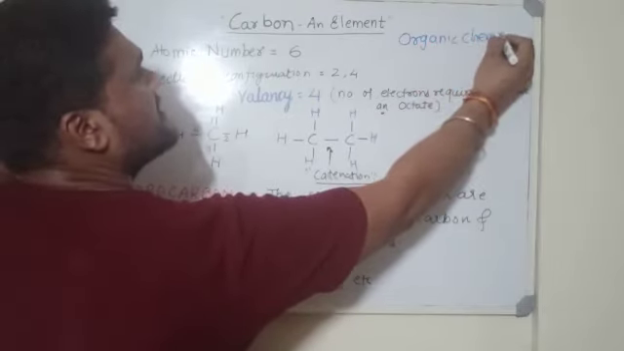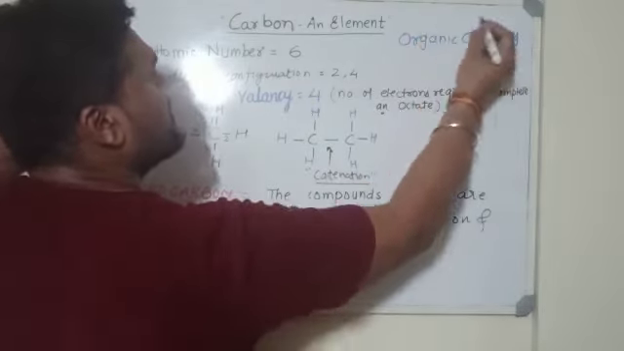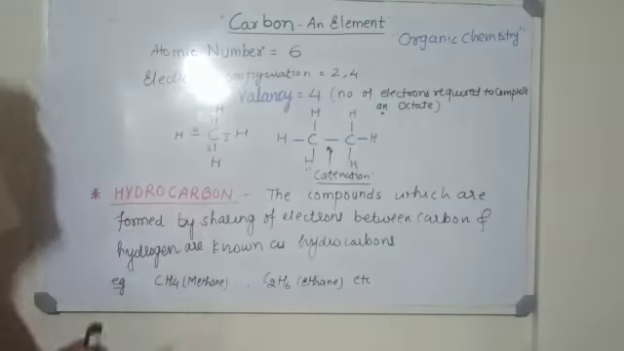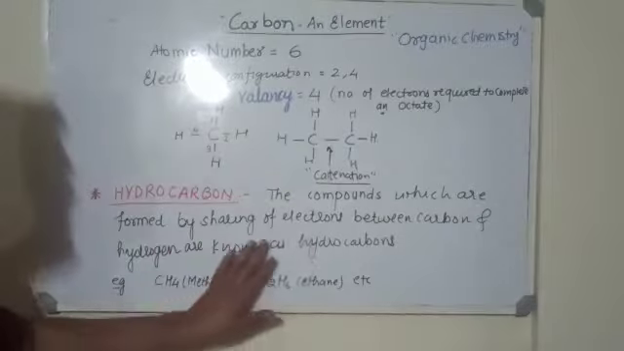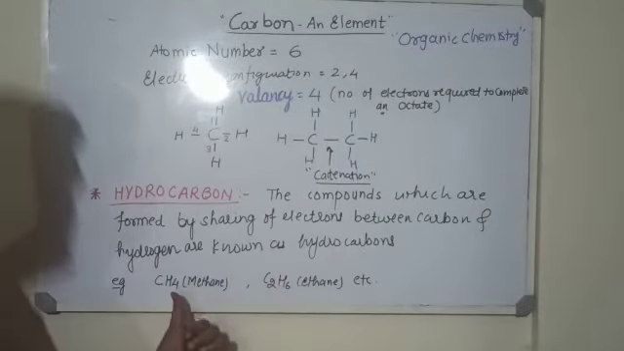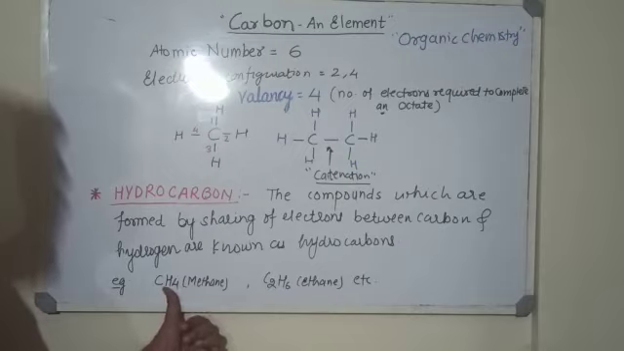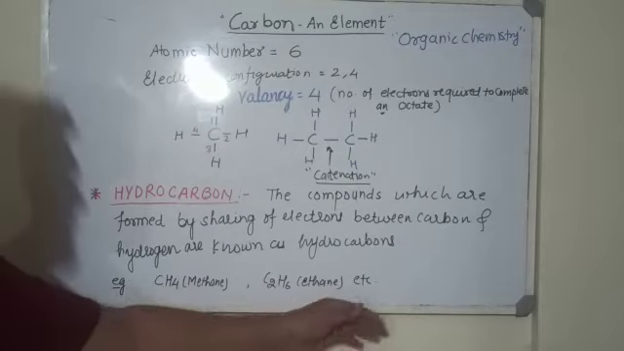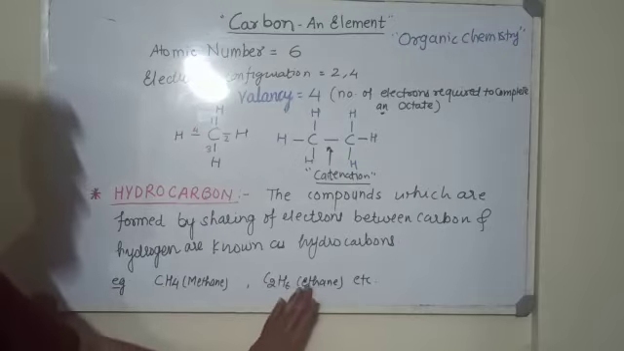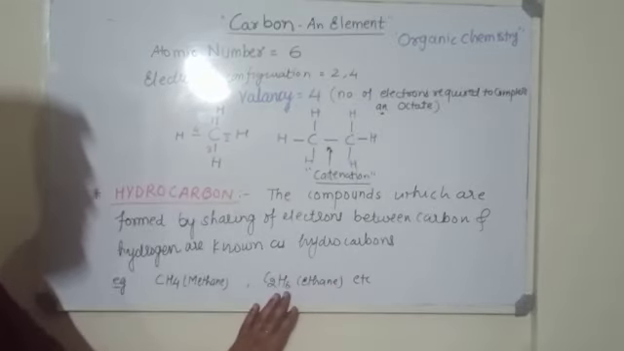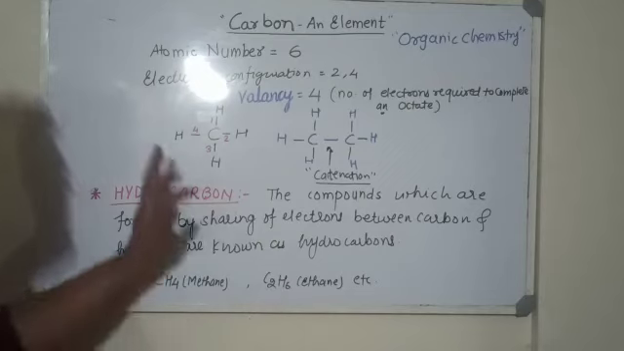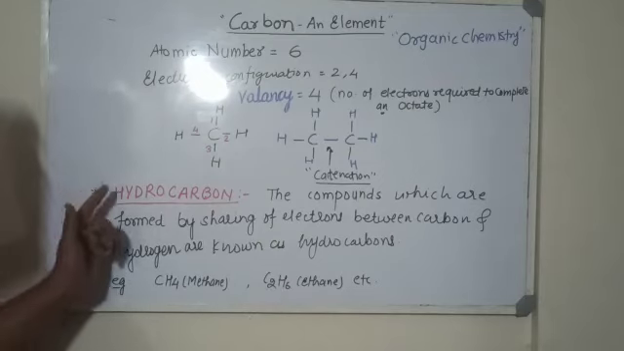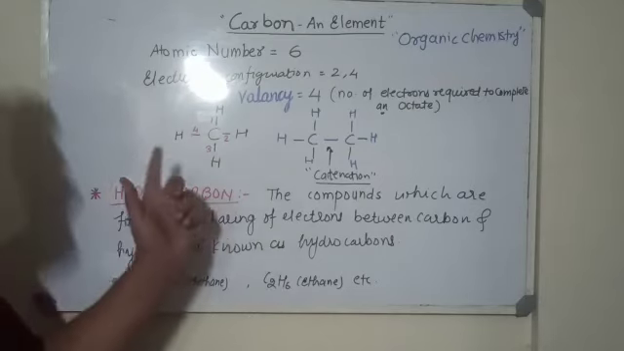So this is all for this. You need to know what is hydrocarbon. The compounds which are formed by sharing of electrons between carbon and hydrogen are known as hydrocarbons. So there is methane, with 1 carbon and 4 hydrogen, and there is ethane. Likewise, there can be any number of carbon and hydrogen that would be formed. So here 2 carbon and 6 hydrogen. That's all for this. We will see the relative hydrocarbons in the next video.